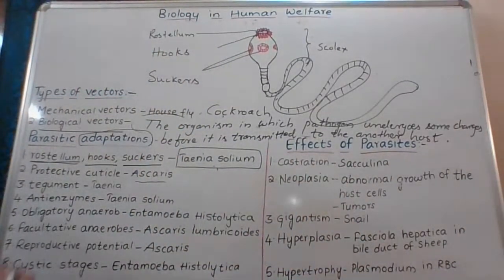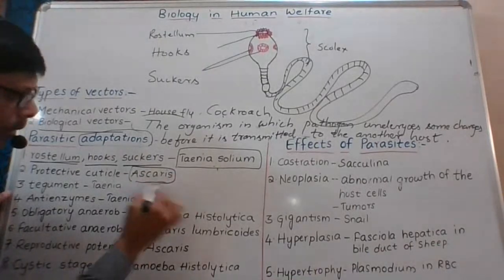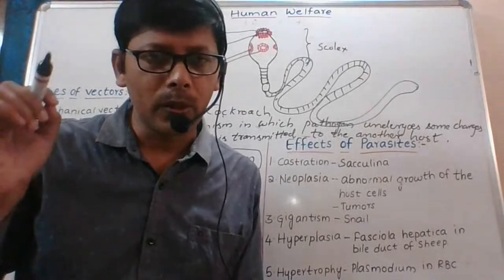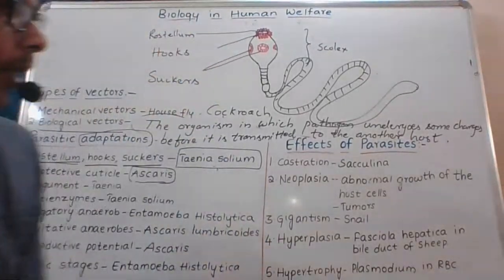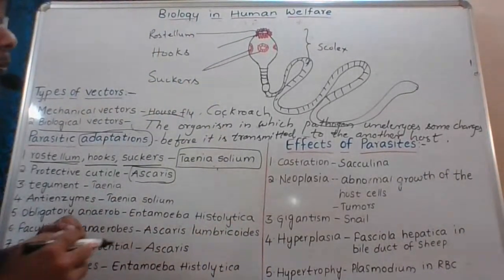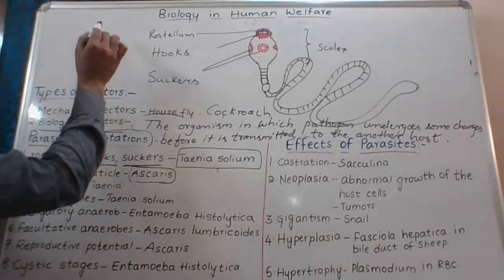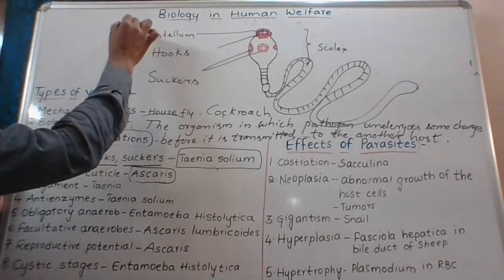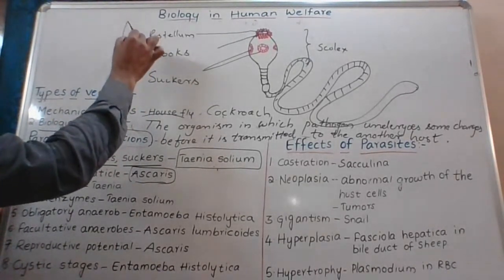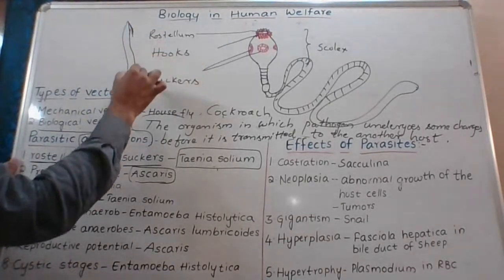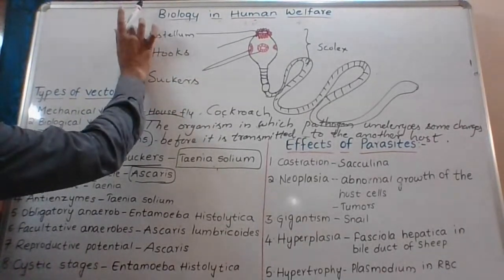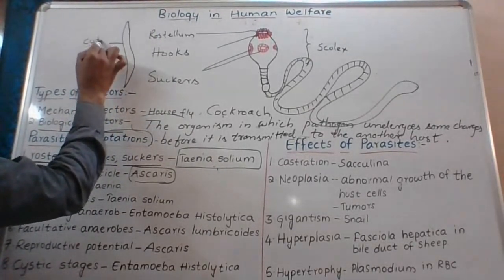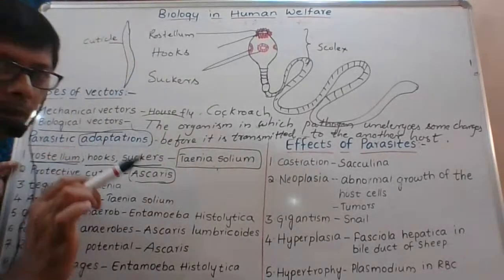Come to the next one. Ascaris lumbricoides. It is commonly called roundworm, which belongs to the phylum Aschelminthes. Okay, on the body of Ascaris lumbricoides, what is present on the body? It has a cuticle.